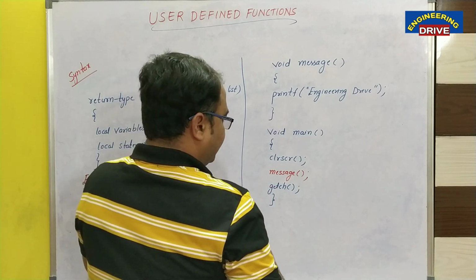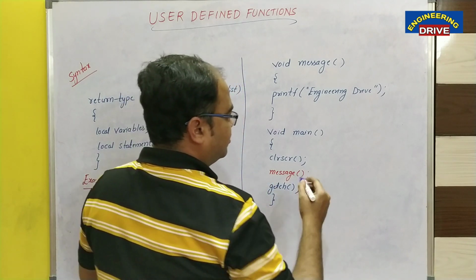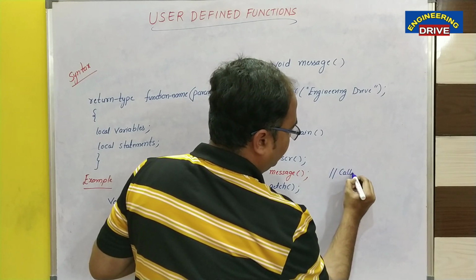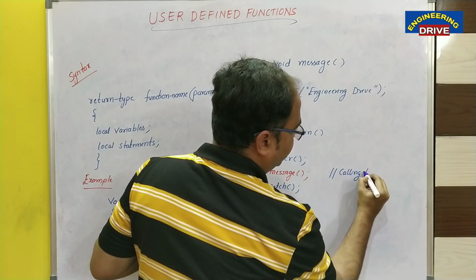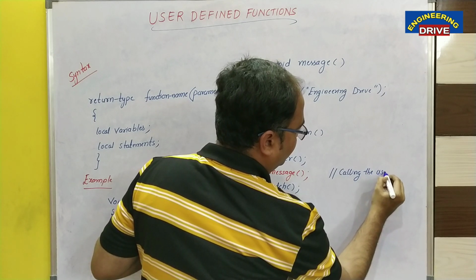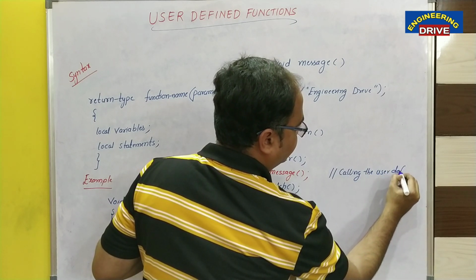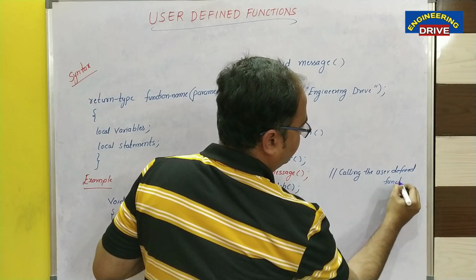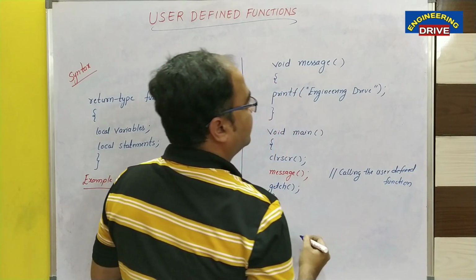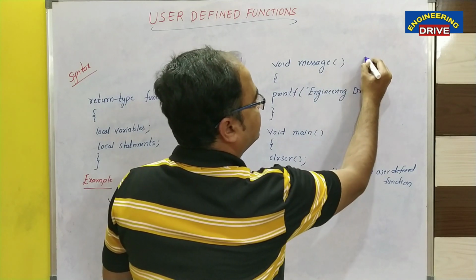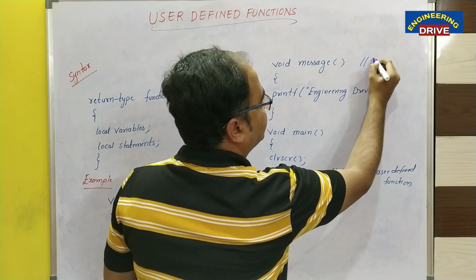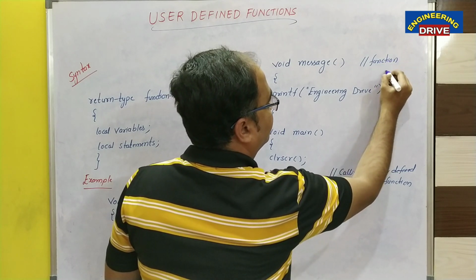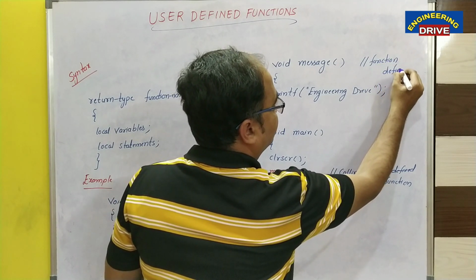So what do we call this step? Let me put it in comments. This step is known as calling the user defined function. Okay, this one is known as function body, function definition.